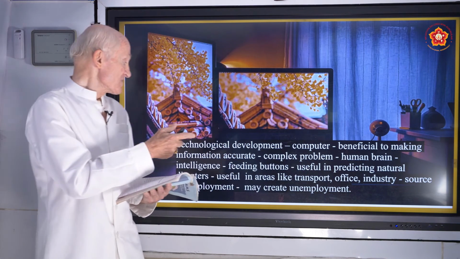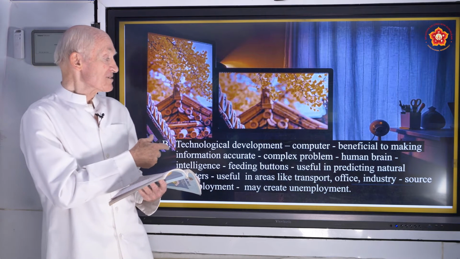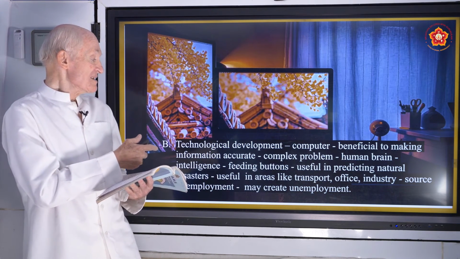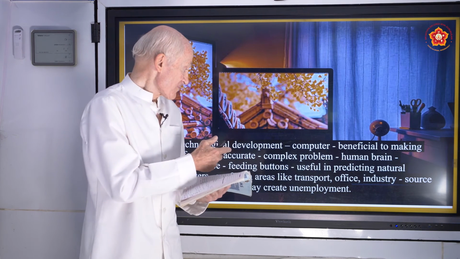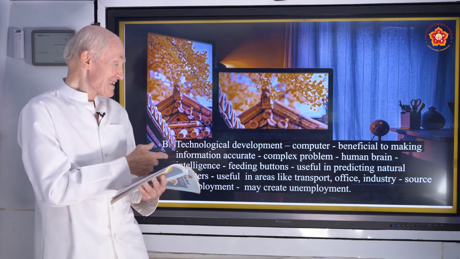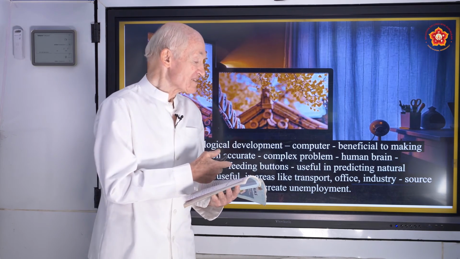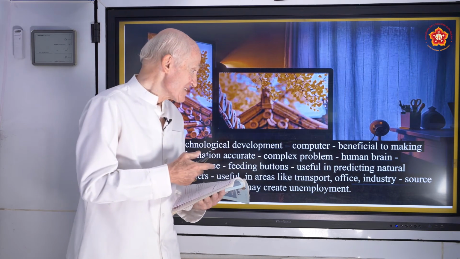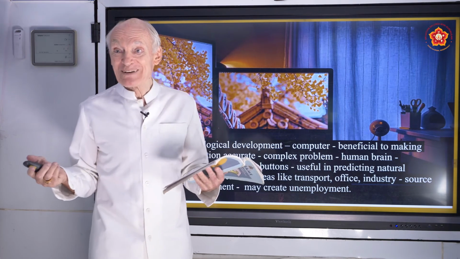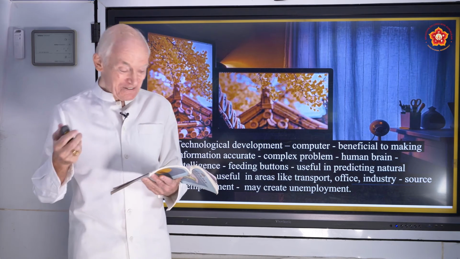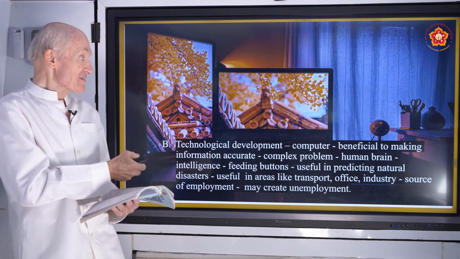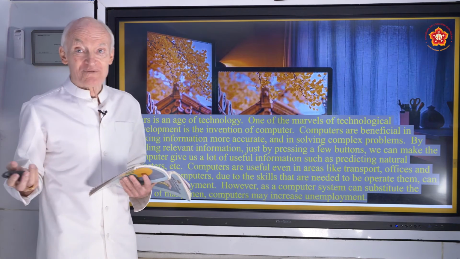Computer, beneficial to making information accurate, complex problems, human brain, intelligence, feeding buttons, useful in predicting natural disasters, useful in areas like transport, office, industry, science, source of employment. But they may create unemployment too. There's always two sides to a story. So let's go ahead and develop a paragraph using these points. So I've done it for you.